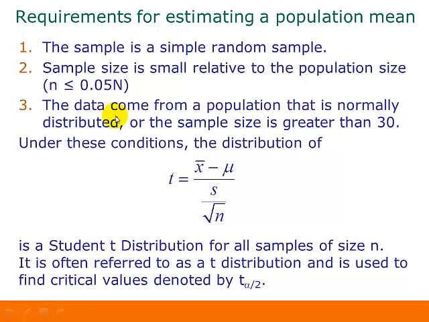is a student t distribution for all samples of size n. This is often referred to as a t distribution, and it's used to find critical values, which we denote by t of alpha over 2. The difference between what we're doing here and what we've done before is that we're using a slightly different distribution. Instead of using z-scores from the standard normal distribution, we're using t-scores that come from the t-distribution.